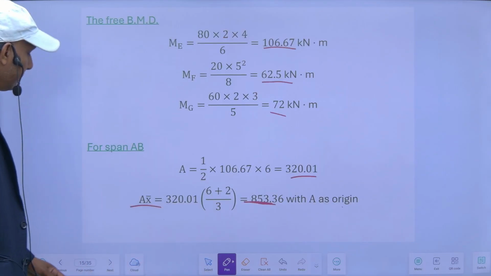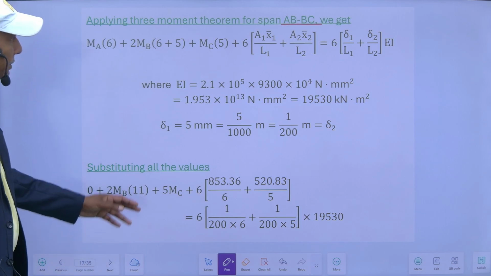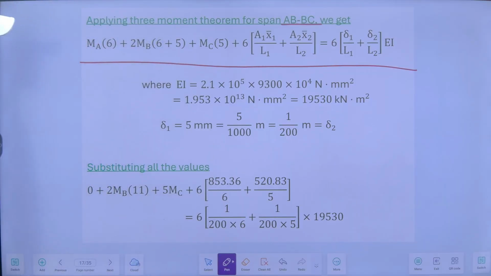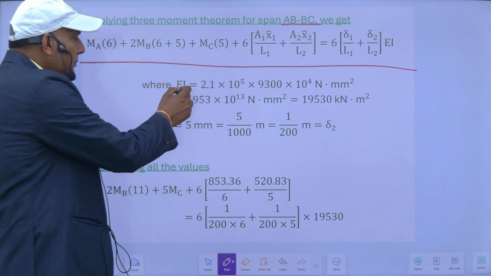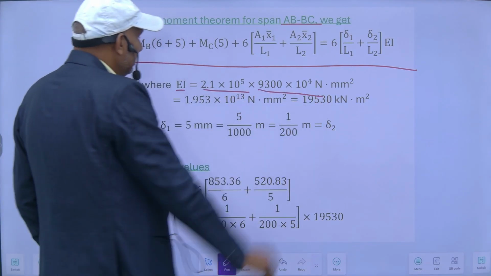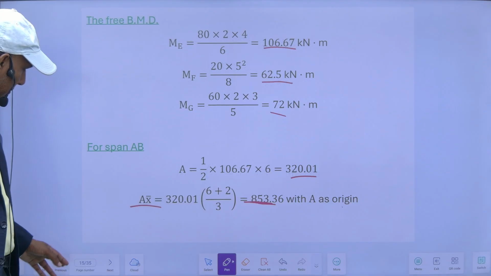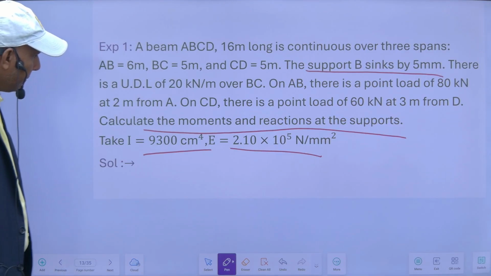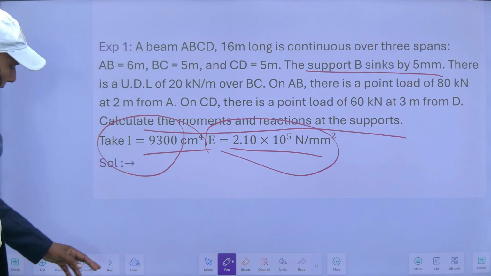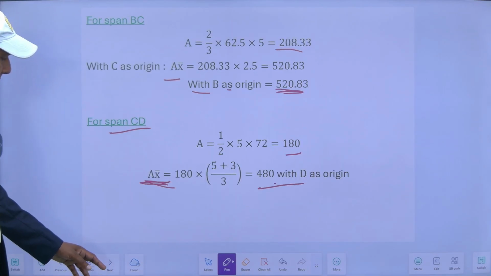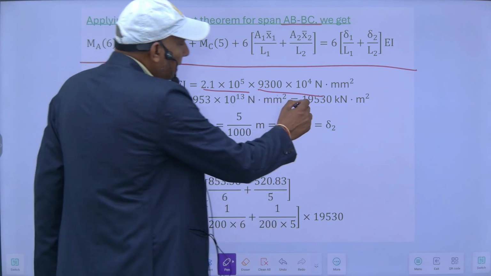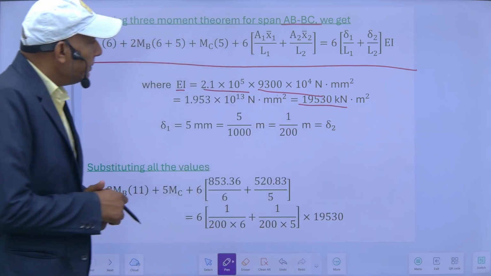So this is the equation, the 3 moment equation. EI is equal to, E is given in the question, and this is the moment of inertia. So this is the I, and this one is E. So EI will be, after converting this in mm, I will get 19530 kilonewton meter square.